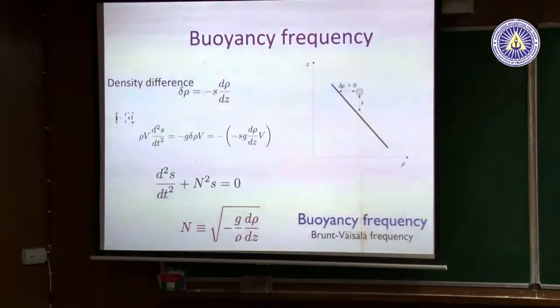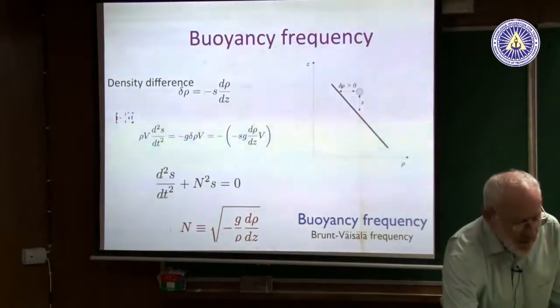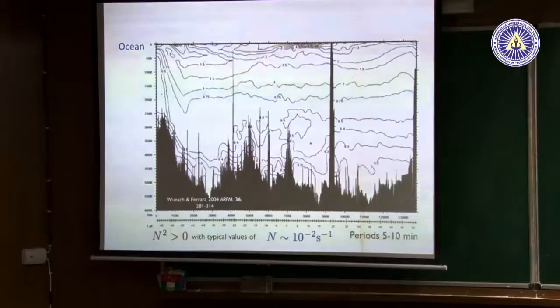in the atmosphere or in the ocean. Here's an example in the ocean, exactly the same thing. It's greater than 0 because it's stable. If it was less than 0, the whole ocean would overturn, and it doesn't do that, as you know. But there are oscillations, and then of course there are wind stresses and currents and all sorts of things, but just by itself it stays there. It's typically about 10 to the minus 2 per second.